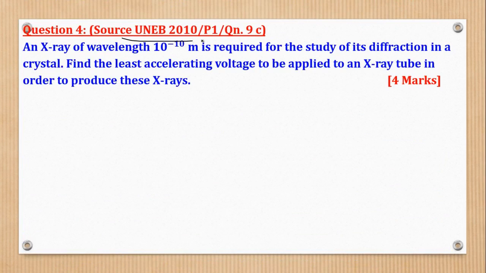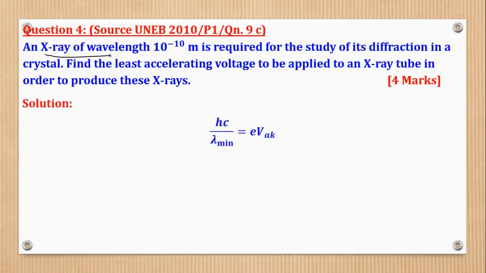Then question 4 came from UNEB 2010 paper 1 question 9C, and it says an X-ray of wavelength 10 to the power negative 10 meter is required for the study of its diffraction in a crystal. We shall look at diffraction in the next part of this video in detail. So find the least accelerating voltage to be applied to an X-ray tube in order to produce these X-rays.